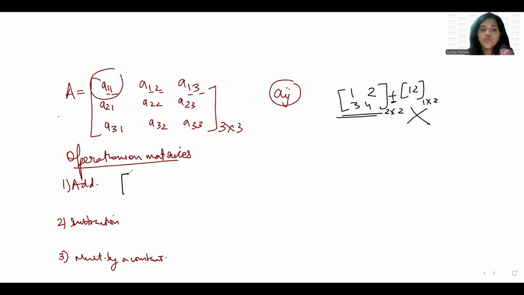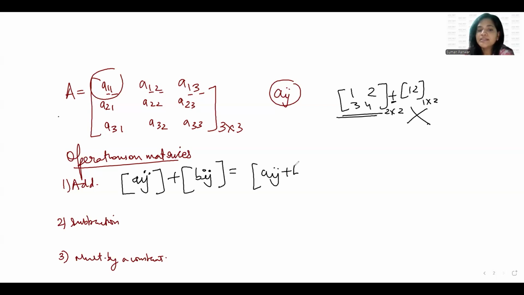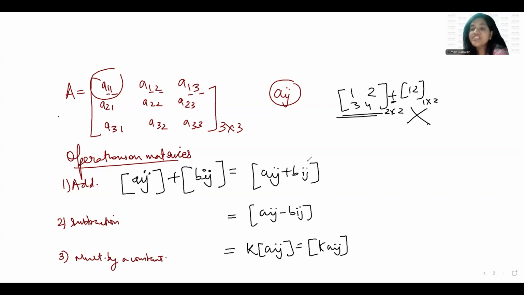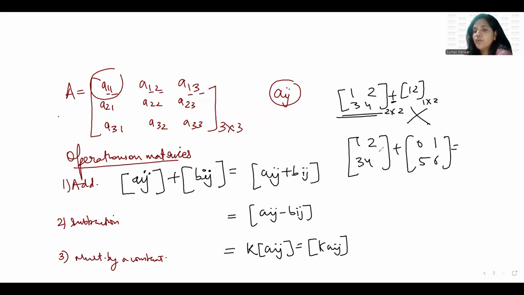So how do you add? Suppose you have a matrix of the form Aij and another matrix of the form Bij. The new matrix will be of the form Aij plus Bij. In subtraction, it will be Aij minus Bij. And multiplication by a constant K gives K times Aij. What does it mean? It means I am adding the elements position wise. If we have 1, 2, 3, 4 plus 0, 1, 5, 6, you add 1 with 0, 2 with 1, 3 with 5, and 4 with 6. So the addition is done position wise.